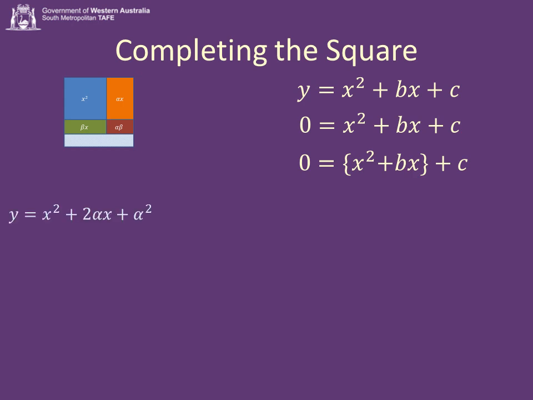Now, to find the thing I need to add to it, I go to the equation for the square. And the equation for the square is y equals x squared plus 2 alpha x plus alpha squared. And then I make that 0. And I know, comparing that to a standard quadratic, that the b part of that as a standard quadratic is 2 alpha. So I can work out what alpha is: b over 2, rearranging that. Alpha squared is (b over 2) squared.